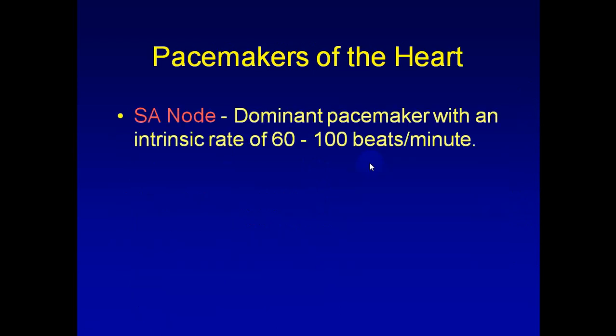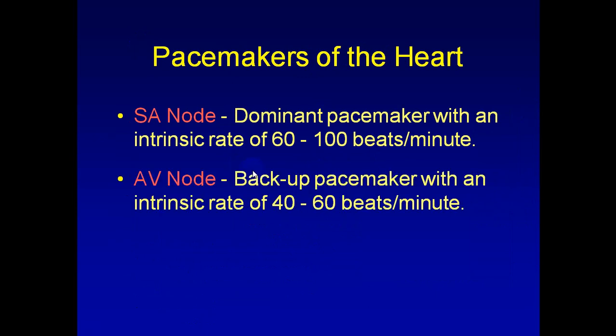As we know, the natural pacemaker of the heart is the SA node, the dominant pacemaker with an intrinsic rate of 60 to 100 beats per minute. The AV node is the backup, the second line.